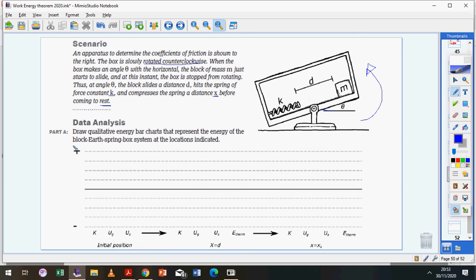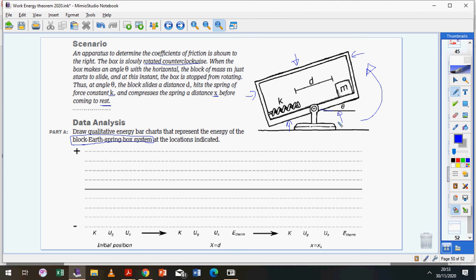So block, Earth, spring, and box system. That means that energy transfers are happening to different components in this whole system, right? So let me start by looking at this block in the initial stage, looking at this block as the system.